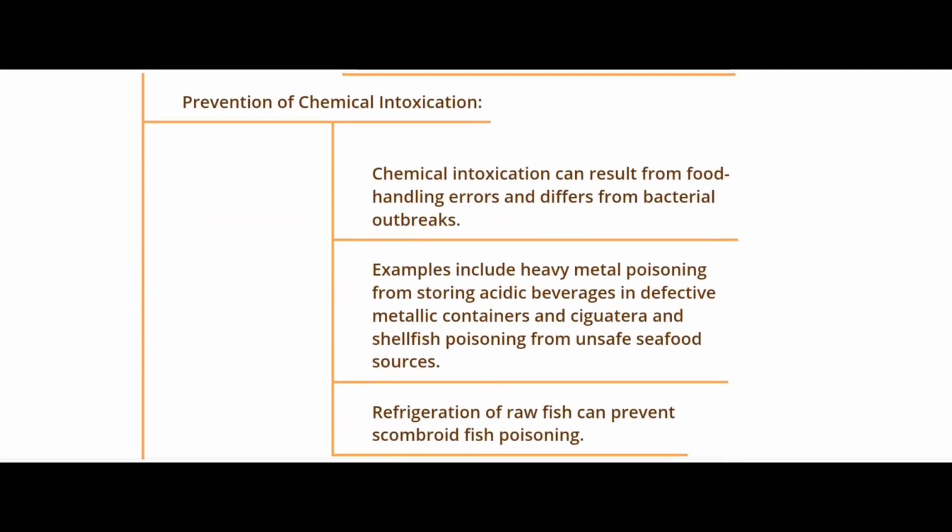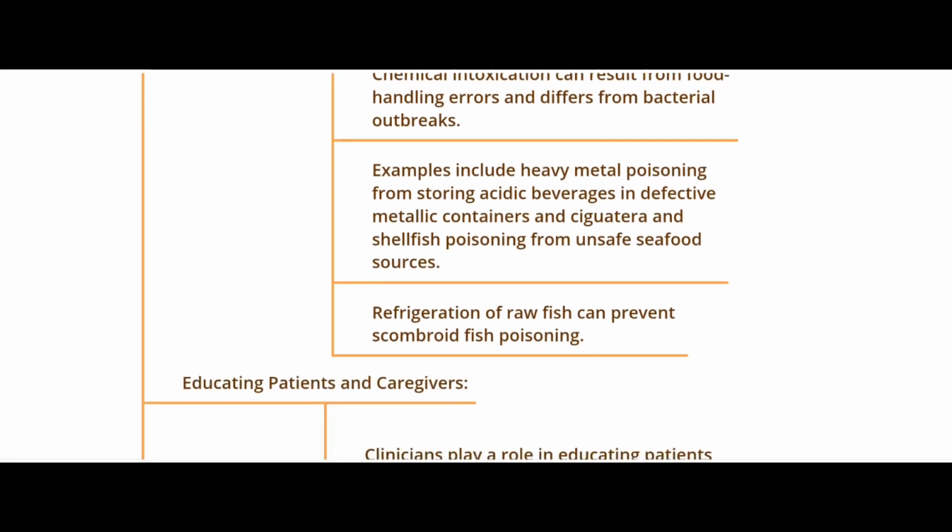If we want to prevent chemical intoxication, it is usually caused by handling errors, and it differs from bacterial outbreaks. For example, this includes metal poisoning from storing acidic beverages in defective metallic containers, and for example, ciguatera and shellfish poisoning from unsafe seafood sources. The refrigeration of raw fish can prevent scombroid fish poisoning, for example.